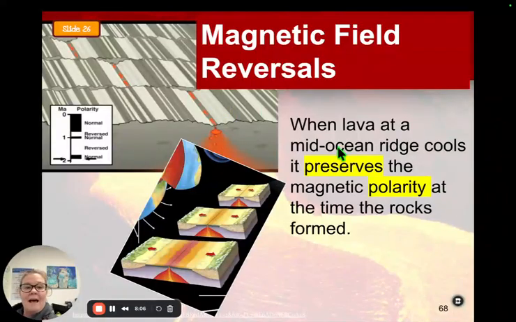When the lava at the mid-ocean ridge cools, it preserves the magnetic polarity at the time the rock is formed. So we can look at these banded stripes, where it's normal and then reversed and normal again. Millions of years ago, it reversed polarity several times.